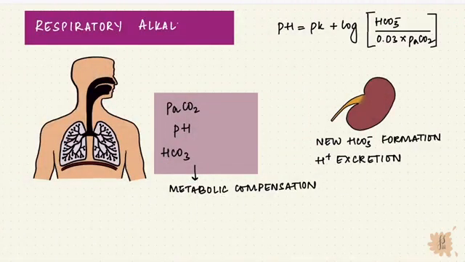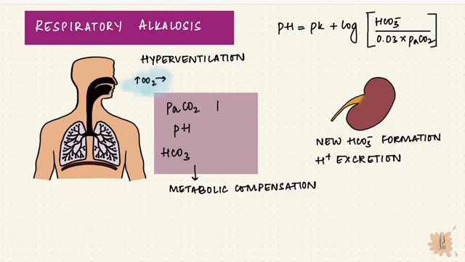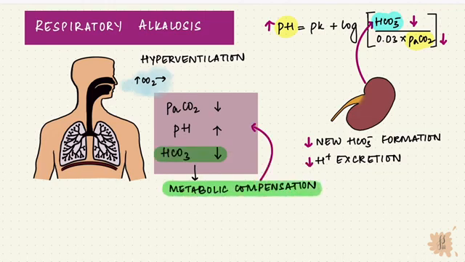Respiratory alkalosis can be caused by hyperventilation. When there's excess ventilation, there's more carbon dioxide washout. So the PaCO2 will reduce, and by the equation, the pH will increase. So the kidneys compensate by lowering bicarb. So there's reduced synthesis and reabsorption of new bicarbonate and reduced hydrogen ion excretion. And that is metabolic compensation for respiratory alkalosis.